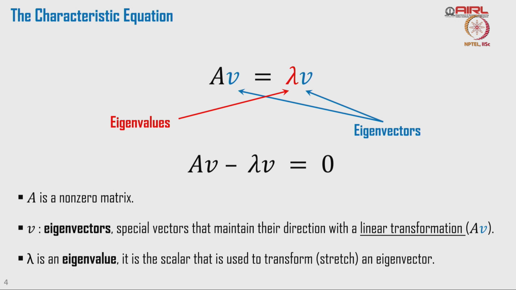Now what exactly is a characteristic equation? If you rearrange this entire equation, you get AV minus lambda V equals 0, where A is a non-zero matrix and these vectors V, as we saw earlier, are called the eigenvectors and lambda are the eigenvalues. These eigenvalues just stretch the eigenvector. When you apply a transformation, let us say A, to any vector V, it usually gets rotated, but eigenvectors are special vectors which maintain their direction, they do not get rotated.